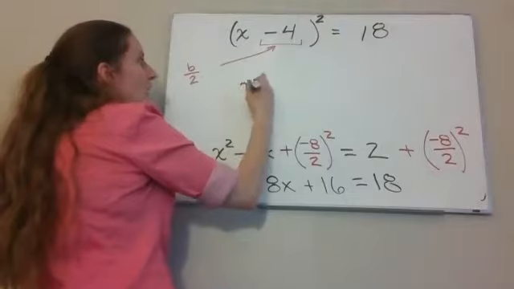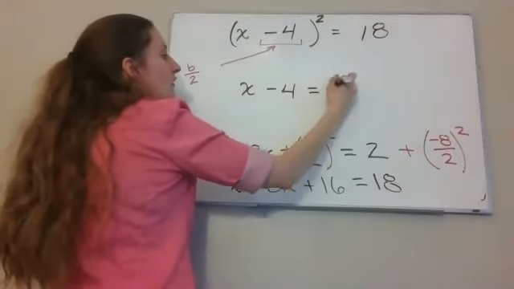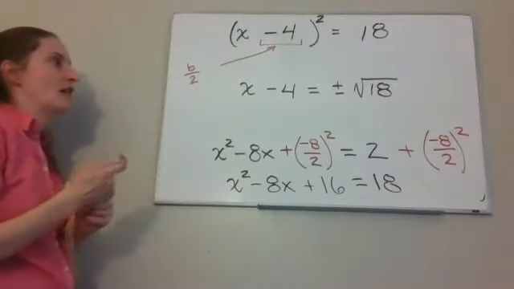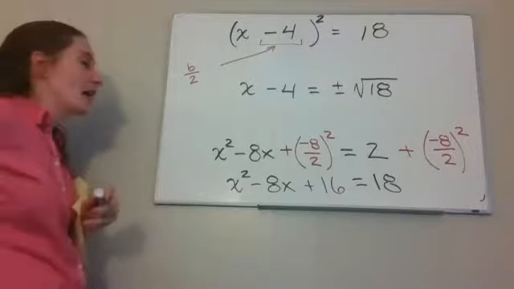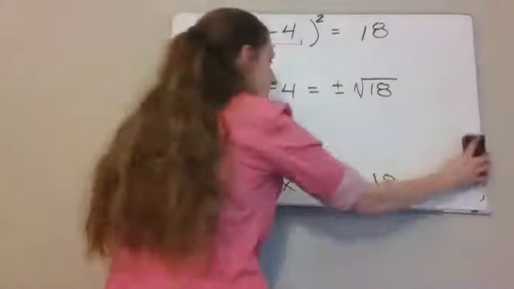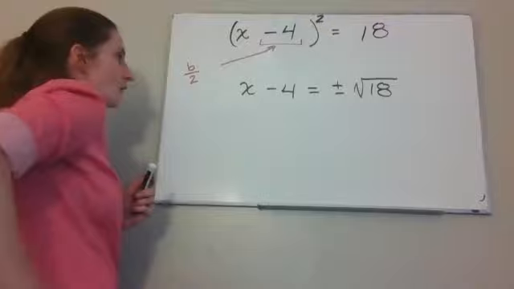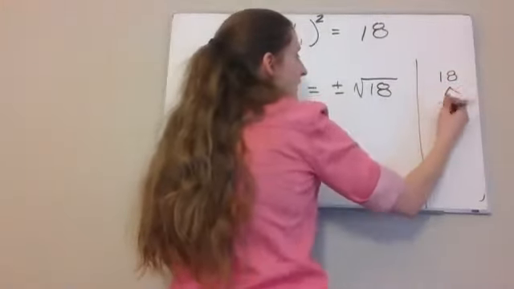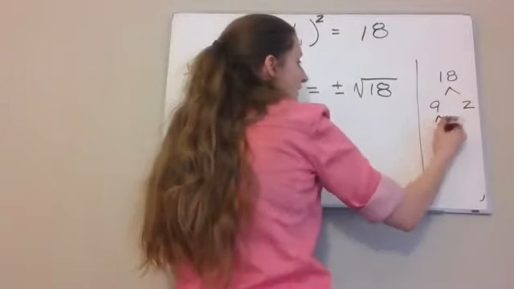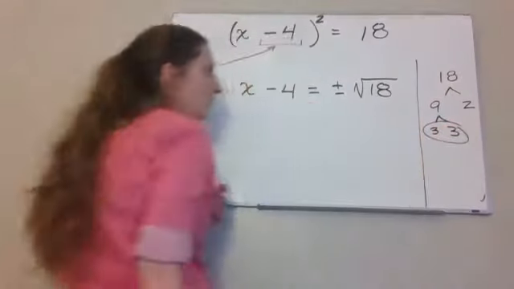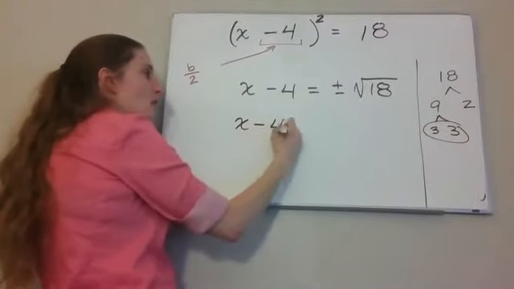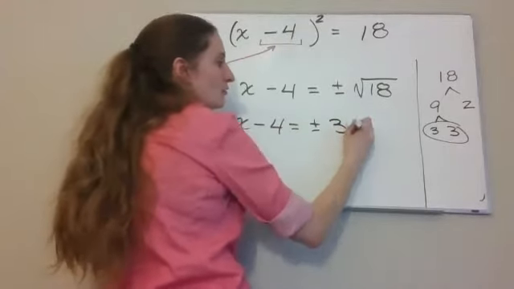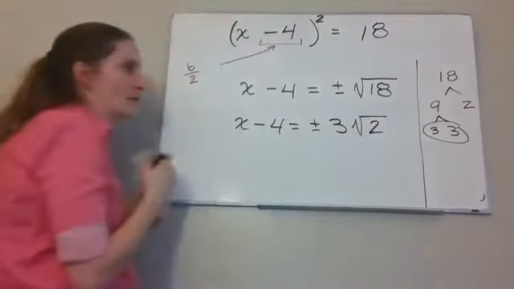Take a square root of both sides to get x minus 4 equals plus or minus the square root of 18. Now I just have to simplify that square root and add 4 to the other side. So to simplify the square root, 18 is the same thing as 9 times 2, and 9 is 3 times 3. So I get x minus 4 equals plus or minus, the 3 gets to come outside of the root, and the 2 is stuck underneath.